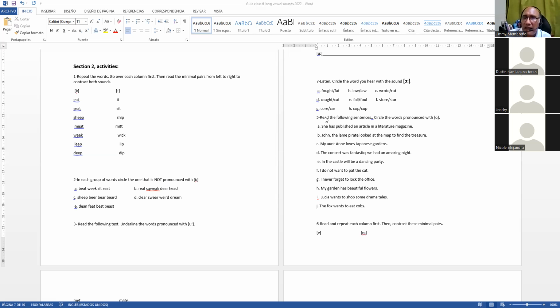Okay, now you're going to read the following sentences and circle the word pronounced with the A sound. Okay, I read. A. She has published an article in a literature magazine. B. John, the lane pirate, looked at the map to find the treasure. C. My aunt Anne loved Japanese gardens. D. The concert was fantastic. We had an amazing night. E. And the castle will be a dancing party.